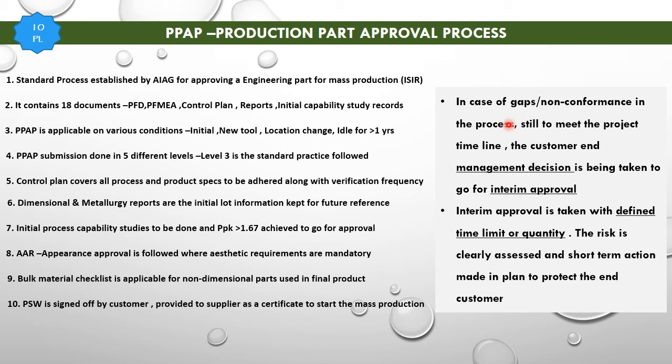In case of any non-conformance or deviation in the final product, the customer quality engineer decides to go for an interim approval to meet the project timeline. The interim approval is always defined with a limited quantity or time limit. This interim approval duration, along with the short-term action, is finally authorized by the customer quality engineer.